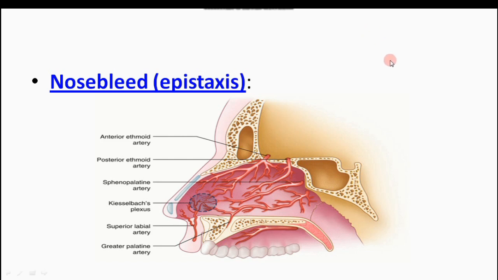So this is how we finish the complete lecture on the third part of the maxillary artery. I hope you understood well.